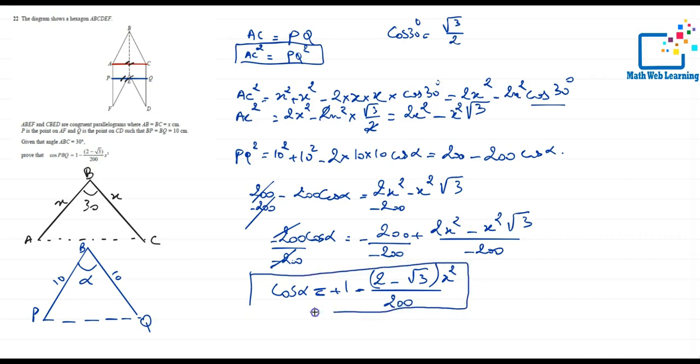we wanted, or they wanted us to get, or to show, or to prove, that cos alpha, or cos PBQ, which is the same as alpha here, PBQ, is that expression.